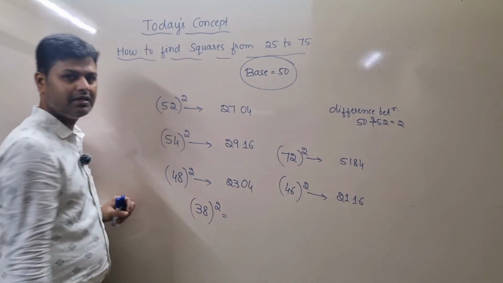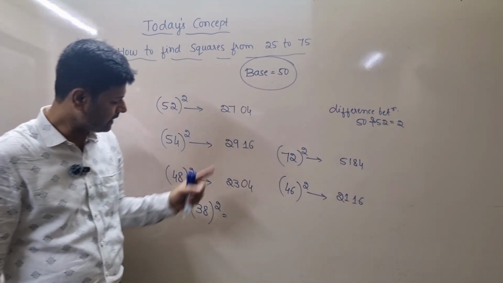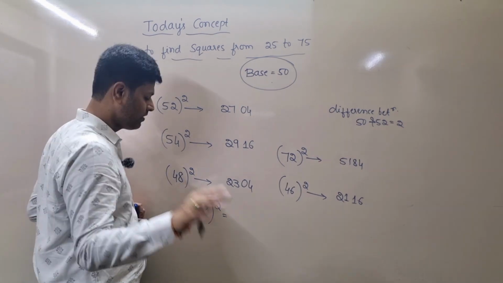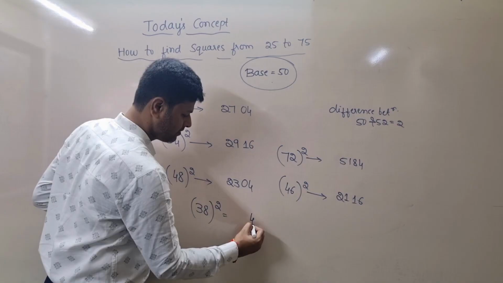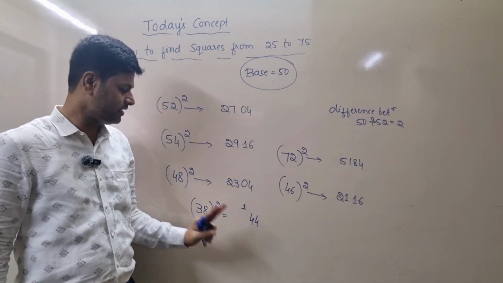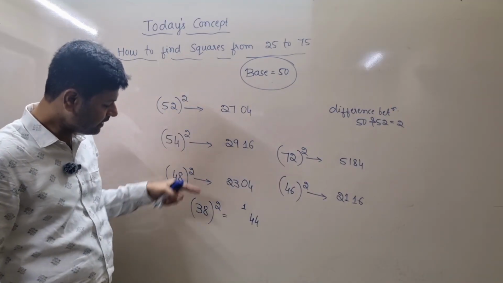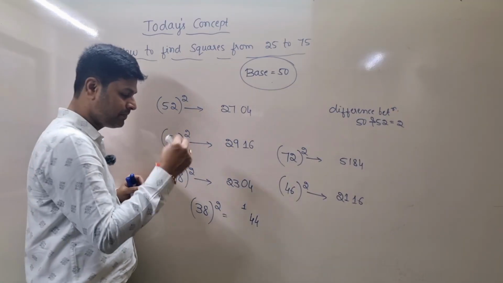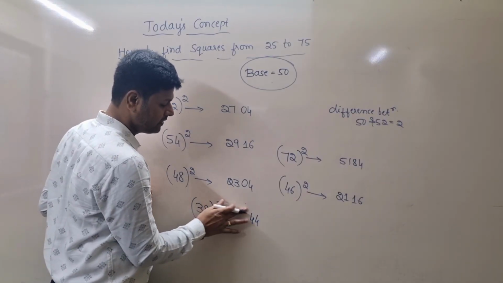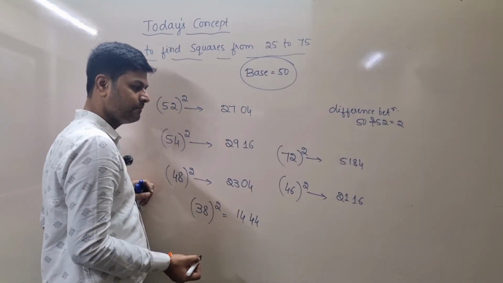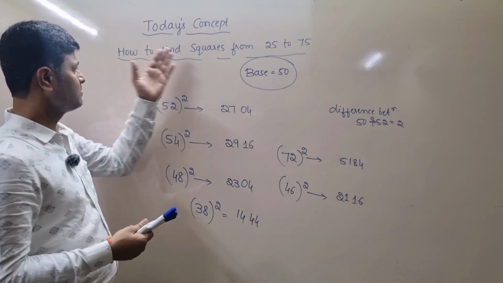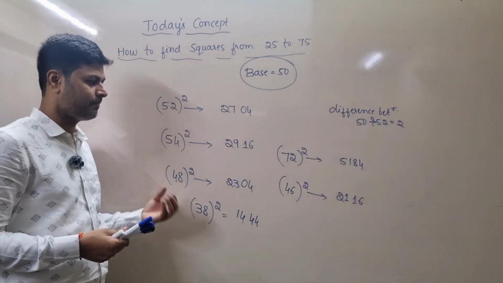Now suppose I am talking about 38 square. Compared to 50, 38 is 12 less. So 12 square is 144. The carry is 1, because our condition is you have to consider only 2 digits. Compared to 50, 38 is 12 less, so you subtract 12 from 25. So 25 minus 12 is 13. Plus this carry 1, totally 14. Okay, so these are some examples related to finding the squares from 25 to 75.